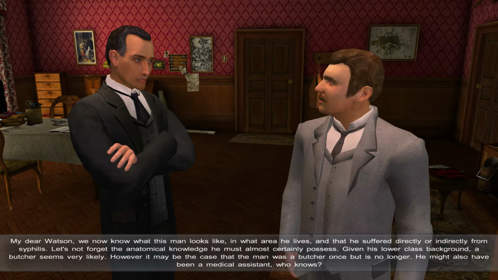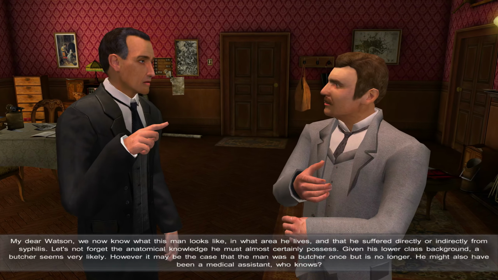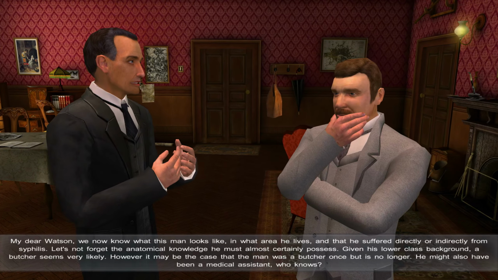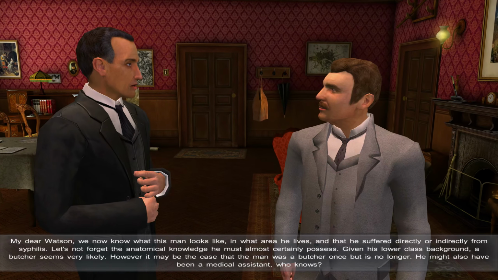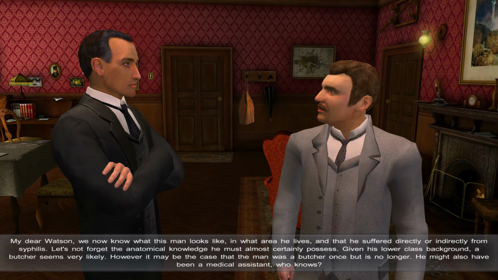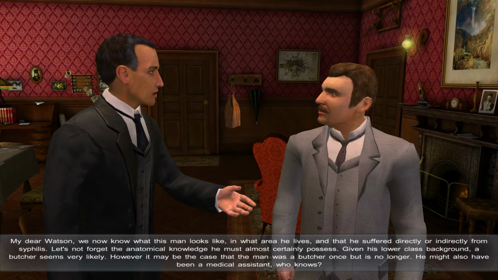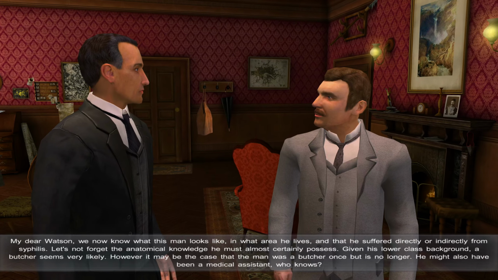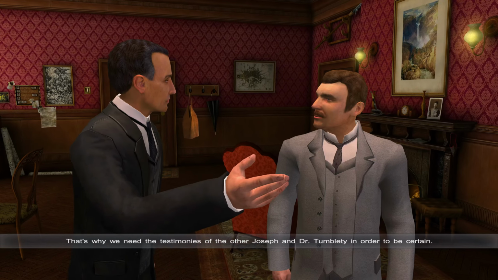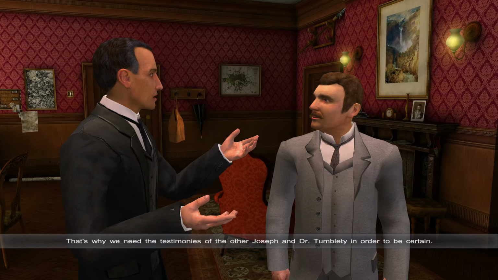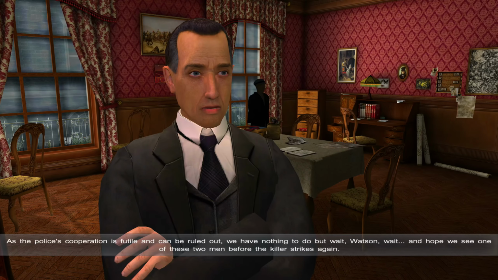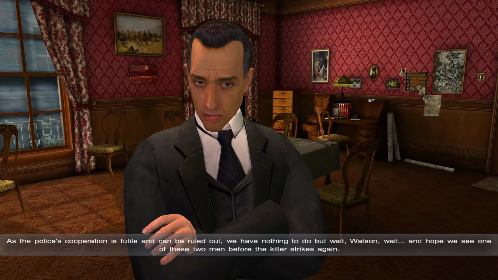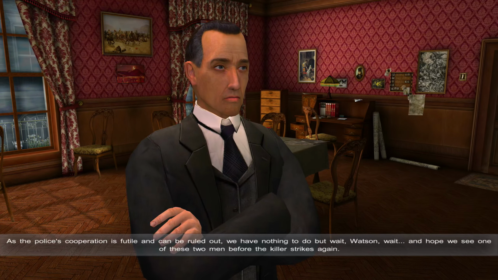My dear Watson, we now know what this man looks like, in what area he lives, and that he suffered directly or indirectly from syphilis. Let's not forget the anatomical knowledge he must almost certainly possess. Given his lower-class background, a butcher seems very likely. However, it may be the case that the man was a butcher once, but is no longer. He might also have been a medical assistant. Who knows? That's why we need the testimonies of the other Joseph and Dr. Tumblety in order to be certain. What shall we do, Holmes? As the police's cooperation is futile and can be ruled out, we have nothing to do but wait. Watson, wait, and hope we see one of these two men before the killer strikes again.